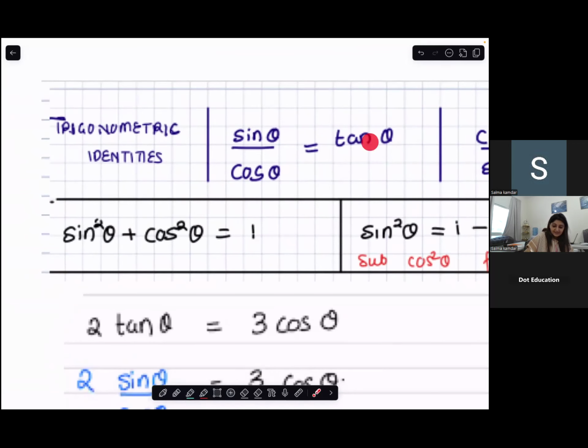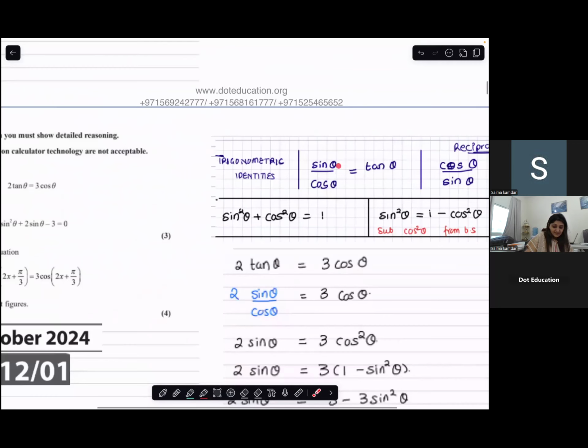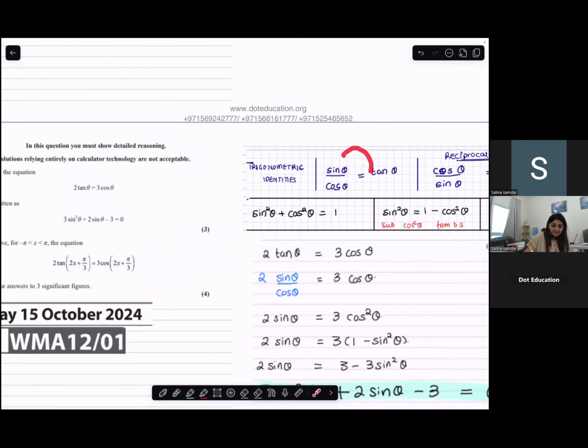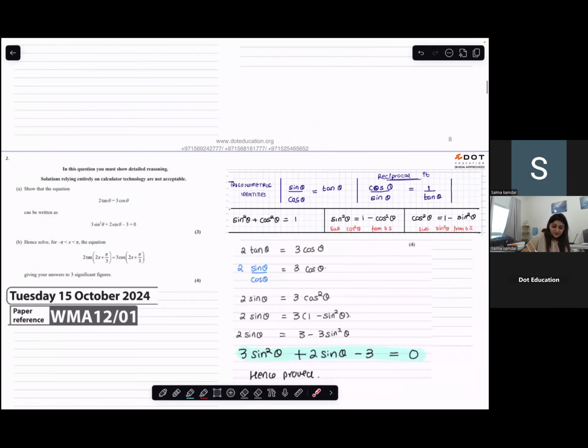Okay. Tan theta can be written as sine by cos. Now the question comes, why am I changing tan theta? If you see over here, the new equation that I want has everything in sine. So I would try to convert everything to sine. So I have changed the tan theta to sine theta by cos theta. So this has become 2 sine by cos is equal to 3 cos theta.